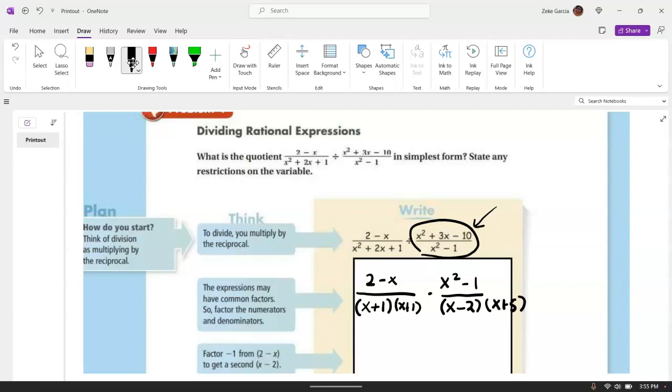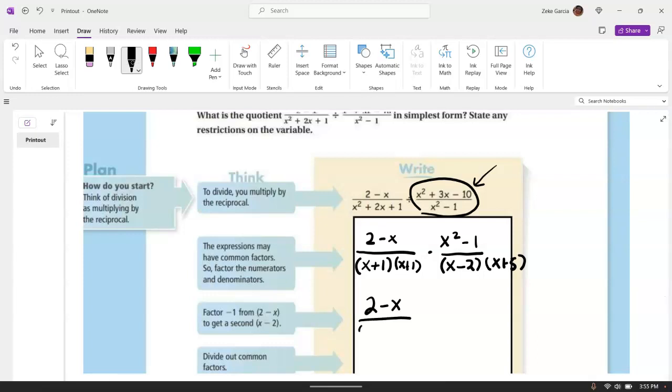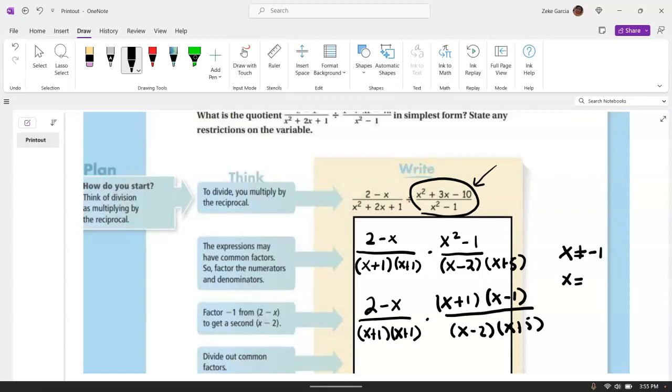Now you notice that we're able to factor x squared minus 1. So it's 2 minus x over x plus 1 times x plus 1, times x plus 1 times x minus 1, divided by x minus 2 over x plus 5. Restrictions: x can't be -1, x can't be 2, and x can't be -5. These are our restrictions. Okay, so now we have to look at which ones become 1.